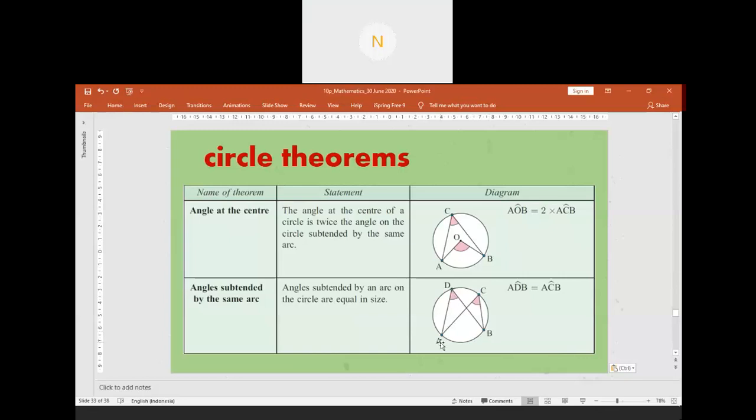So if I have two angles at the circumference that face the diameter, will they be equal or different? Yes, it will be equal. The angles at the circumference will be equal as long as they are facing the same arc. If they are not facing the same arc, they will be different.